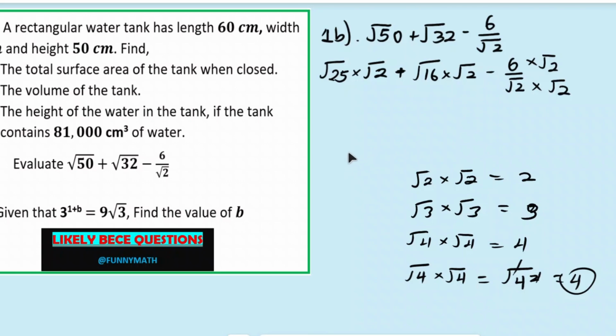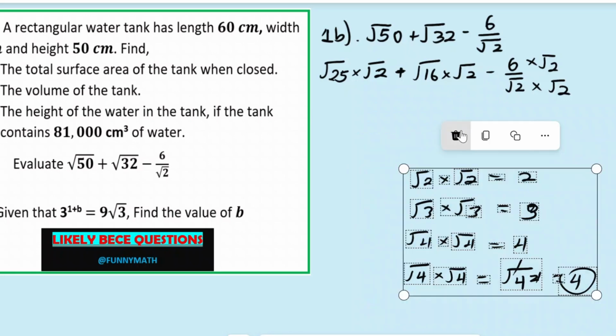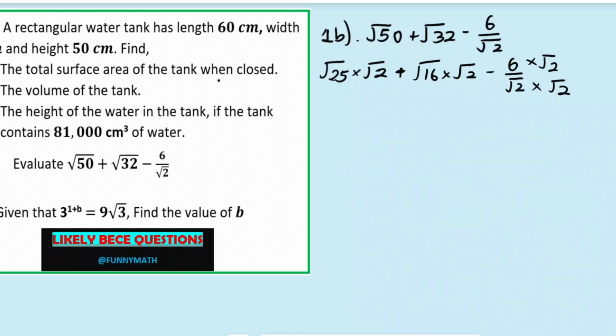So let me clear this stuff from here. Let's continue. We have the root of 25. 25 is a perfect square, and the root of 25 is going to be 5 because 5 times 5 is 25. Now times the root of 2. 2 is a prime number, so we cannot simplify. So you're going to get 5 times the root of 2, plus this one too, the root of 16. 16 is another perfect square, and the root of 16 is going to be 4, times the root of 2, minus.